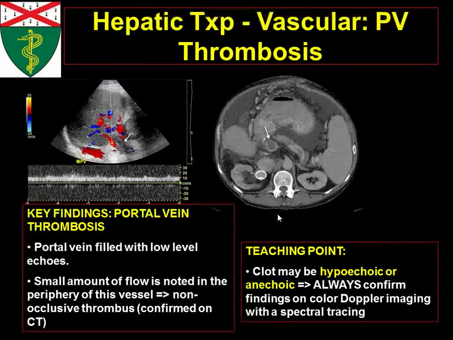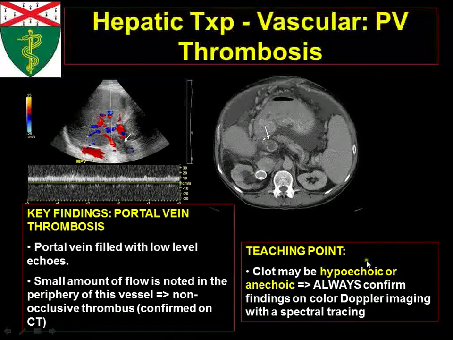This is relatively straightforward. The hepatic arteries are the ones that you really want to be worried about and can be tricky, but the portal vein can either be thrombosed or stenosed, and this is what portal vein thrombosis looks like. We've all seen it in the ultrasound service, whether in a transplanted or a non-transplanted liver. It looks the same, filled with low-level echoes, confirmed on a CT scan.